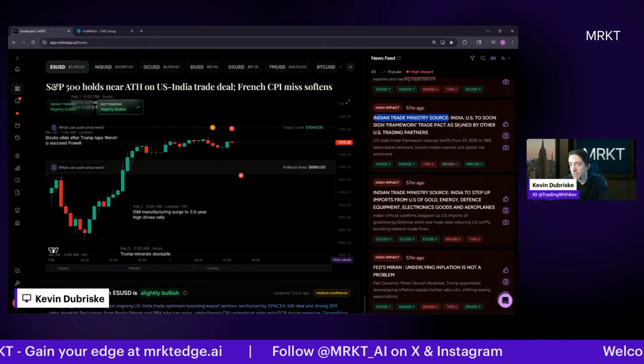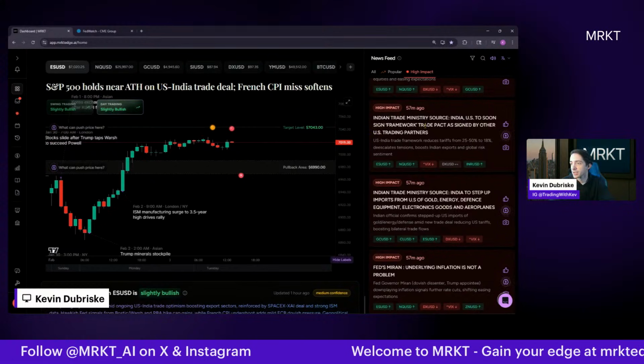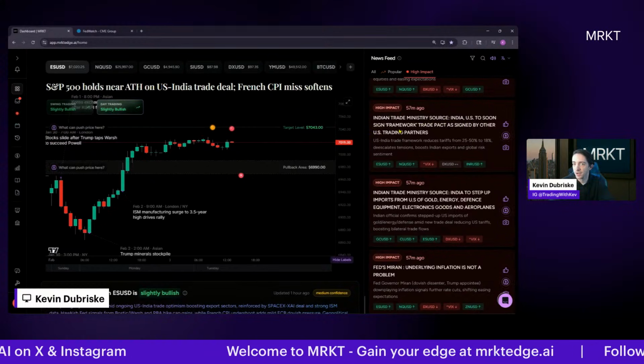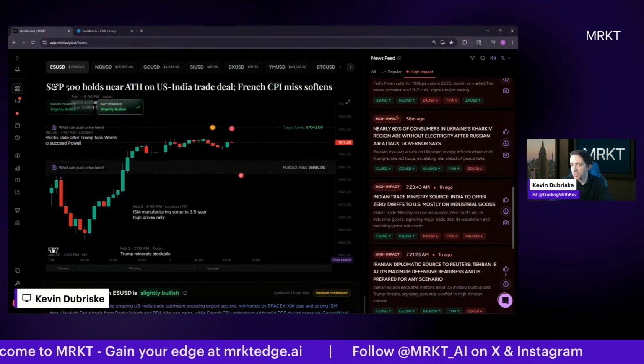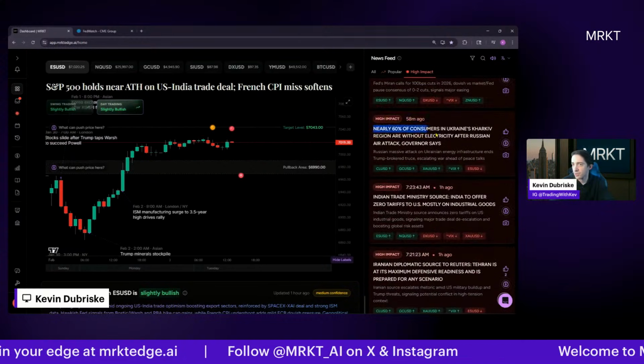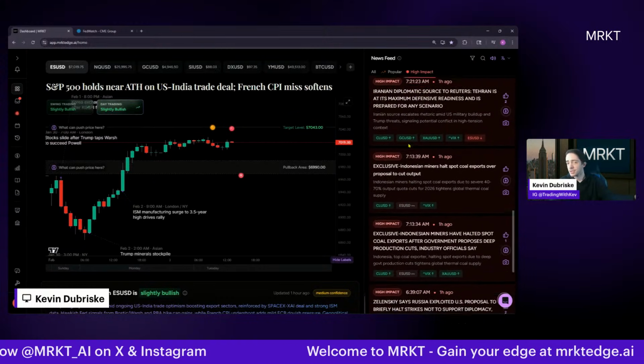Indian Trade Ministry source: India and US too soon to sign framework trade pact as signed by other US trading partners. So nothing too major. A lot within this past hour regarding Ukraine and the India and US deal. So we're just going to stay patient on that.